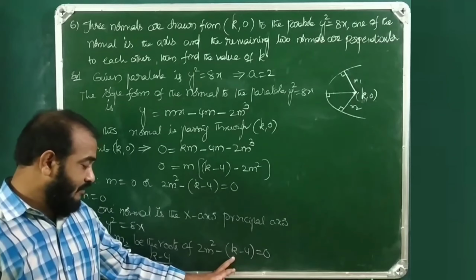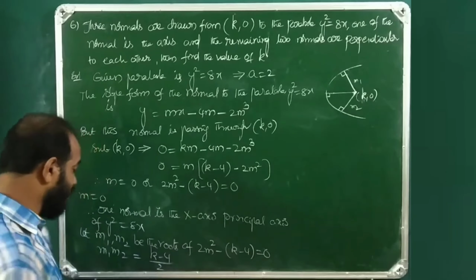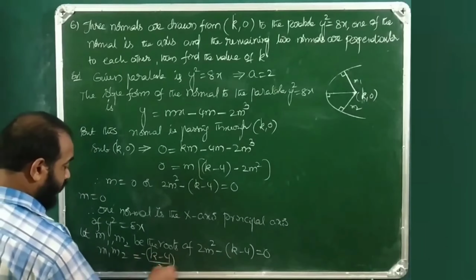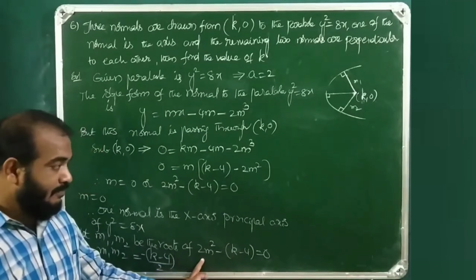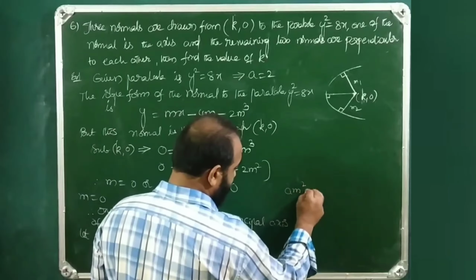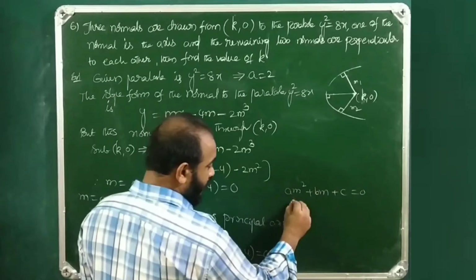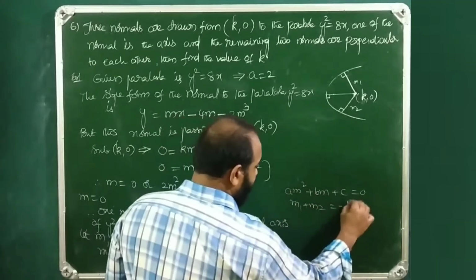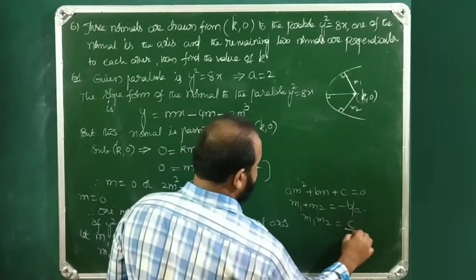C by a. This is m square and constant. So, minus of k minus 4 by 2 c by a. This is the form am square plus bm plus c equals to 0. So, m1, m2 are the roots. m1 plus m2, sum of the roots, is minus b by a. Product of the roots m1 m2 equals to c by a.